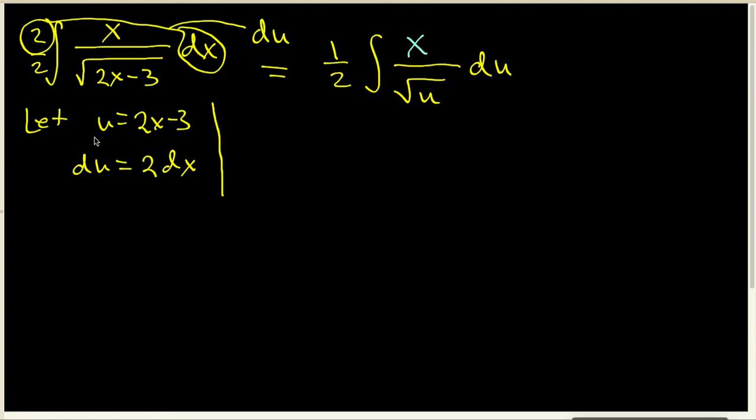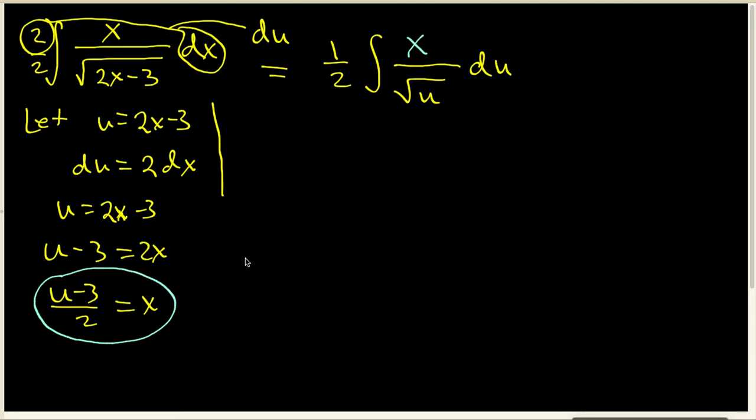Now, if I look at this, u is equal to 2x minus 3. It is easy to solve that equation for x. We have u minus 3 is equal to 2x. We have (u minus 3) divided by 2 is equal to x. And I am going to put this in for the x up here inside this integral sign. So this is going to go into the integral.